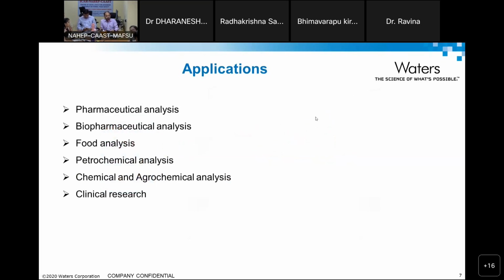Chromatography has a wide range of applications. It can be used in pharmaceutical analysis for quantification of drugs from drug products, biopharmaceutical analysis, food analysis, petrochemical analysis, chemical and agrochemical analysis, clinical research, and forensic sciences. So it has n number of applications in the laboratories.